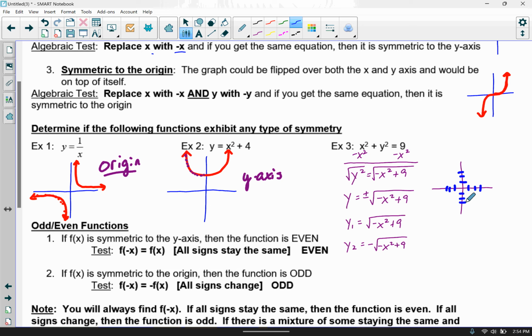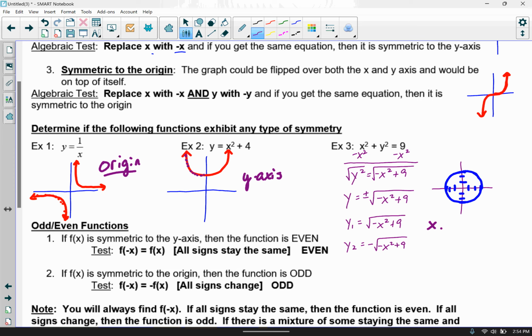I don't know how well mine's going to look here, but I'm going to try my best. I'll go back and there we go. All right, so if we ignore that little guy right there, that's not too bad. All right, so is this graph symmetric to the x-axis?